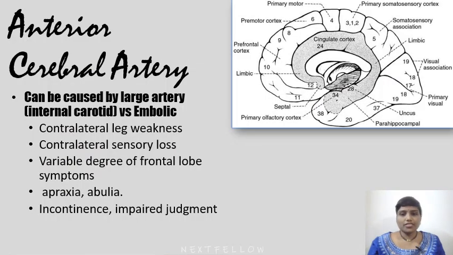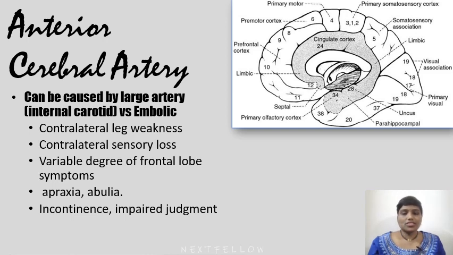Anterior cerebral artery syndrome is due to occlusion of the anterior cerebral artery. Anterior cerebral artery mainly supplies the superomedial part of the cerebral cortex, and functional areas that are present on the medial surface of the cerebral hemisphere will be mostly affected.